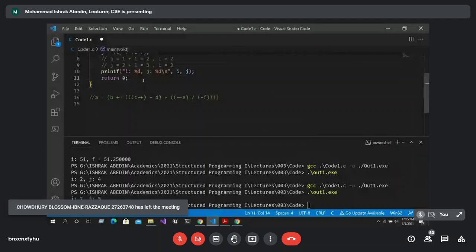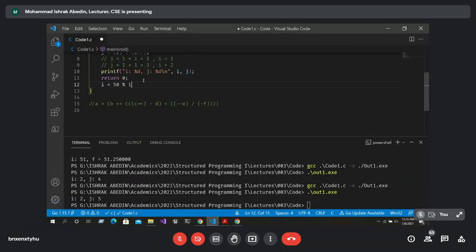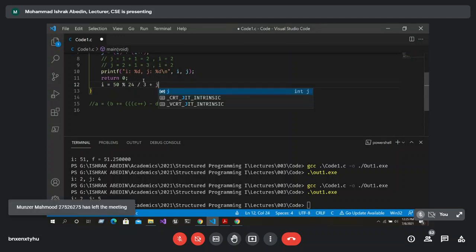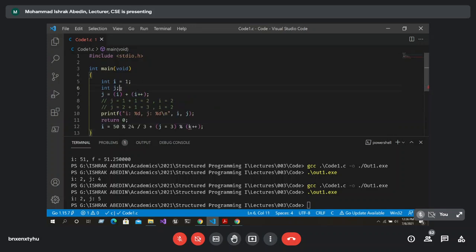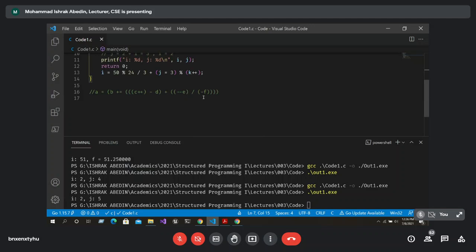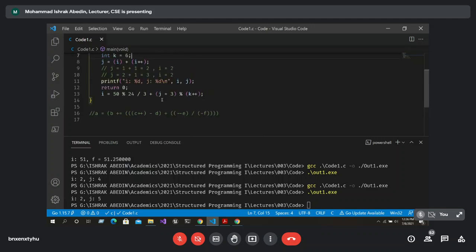So I have i is equal to 50 % 24 / 3, maybe plus j equal to 3. I'll put a bracket here, maybe % k++. I just came up with this on the spot, right? And I haven't declared k. Maybe int k = 6. Something like this. You can write something like this by yourself, and then you can try to figure out the order in which they will be evaluated.